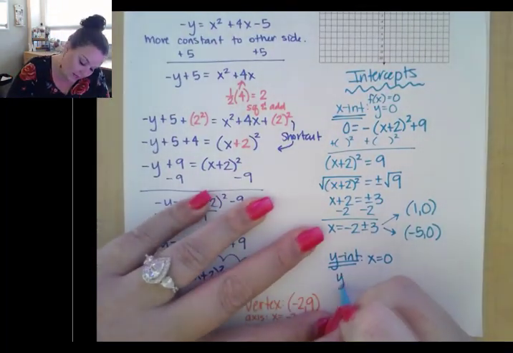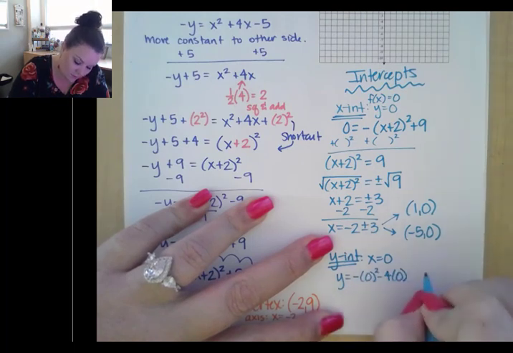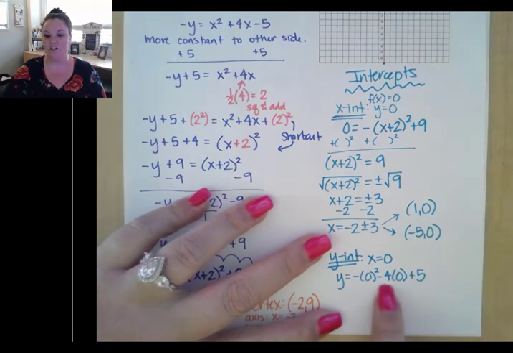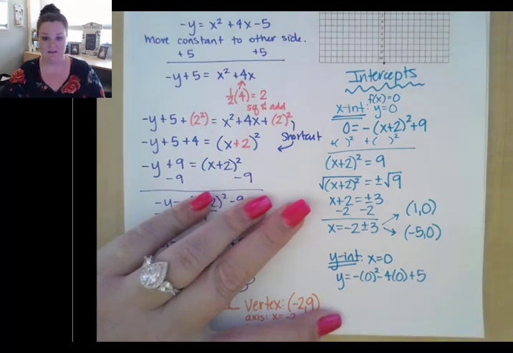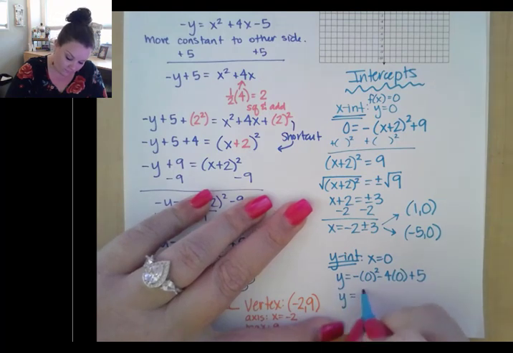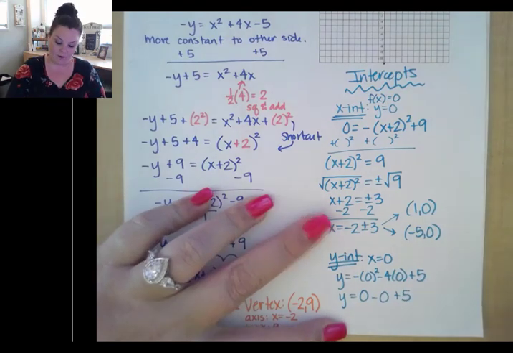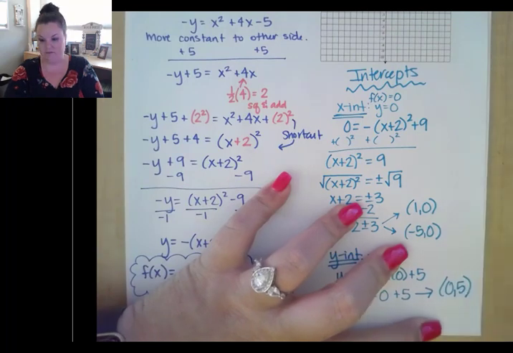So I would get y is equal to negative 0 squared minus 4 times 0 plus 5. Okay, so I'm just writing the original function, but I'm putting a 0 in everywhere there was an x. Okay, so this term turns to 0. This term turns to 0, and I have a 5. So that means that my y-intercept is going to be the point 0, 5.